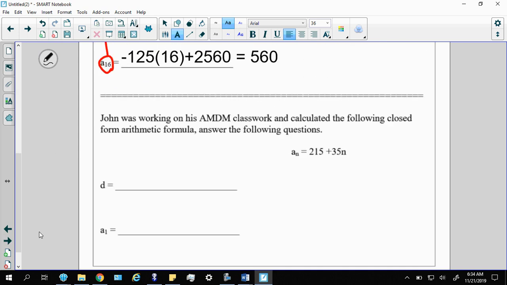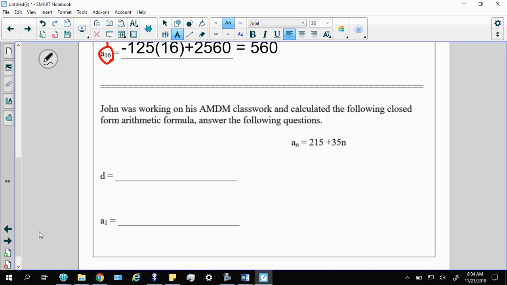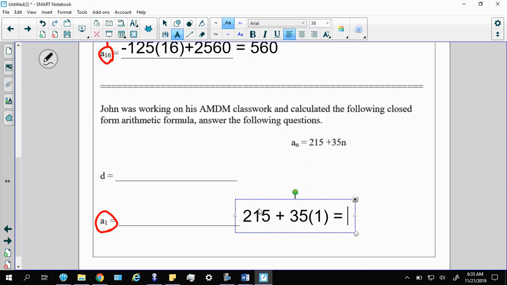Next question. John is working on his AMDM classwork and calculated the following closed form. Answer the following questions. Now, this always throws students off. Here's how you do it. The first thing you need to do is find your first term. Very simple, I'm just going to do 215 plus 35 times 1. And when I do the math, I get 250. So my first term is 250.